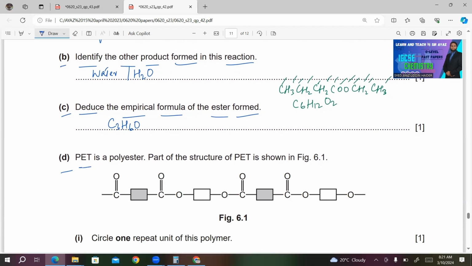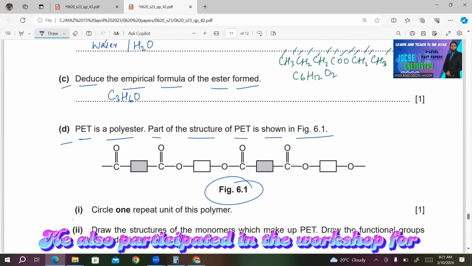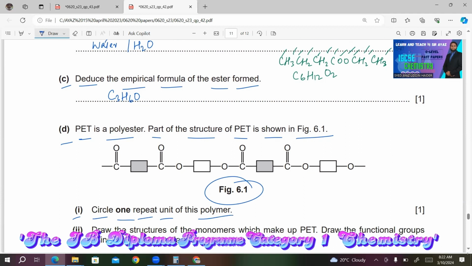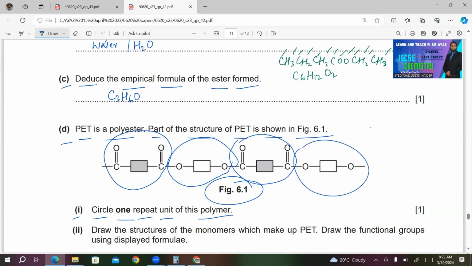D. PET is a polyester. Part of the structure of PET is shown in figure 6.1. Number 1, circle one repeat unit of this polymer. I have to circle one repeat unit of this polymer. This will be the repeat unit of this polymer. Either you can circle this one, or this one, or this one, or this one. Any one of these 4 circles.